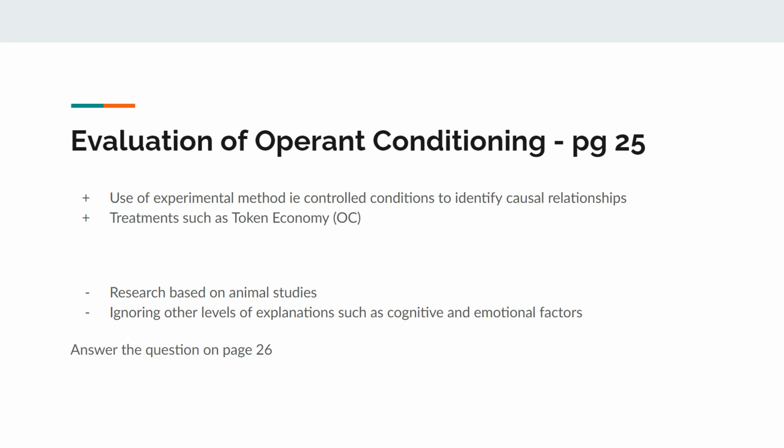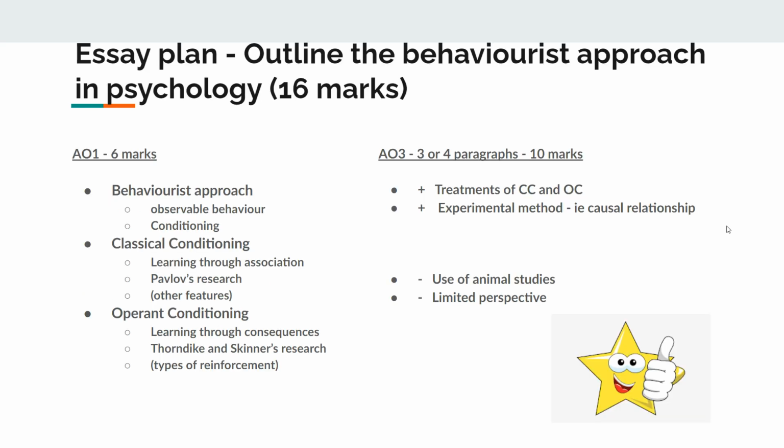Now that's the end in terms of the booklet, but I have got one more thing I'd like to add here. So I would suggest just on paper, I want to talk you through a very, very basic essay plan, really just to get you to think about how all of this information goes together. So you have to think about the question, outline the behaviourist approach in psychology for 16 marks.